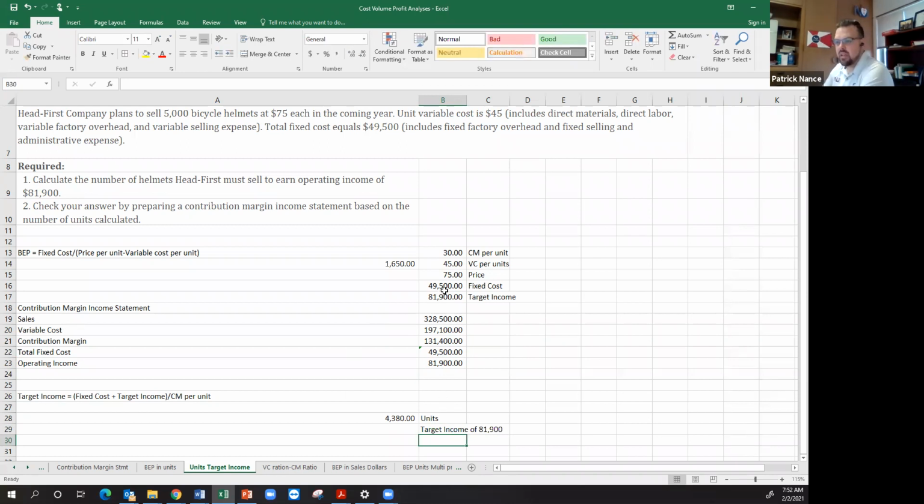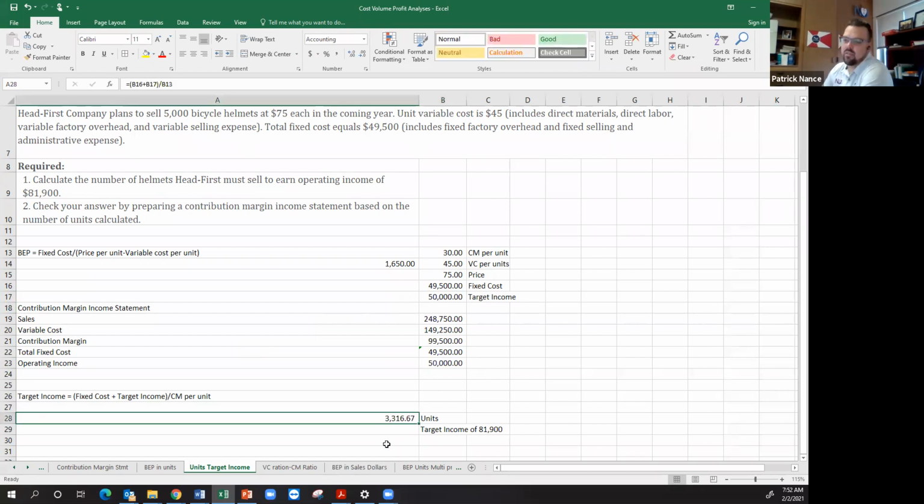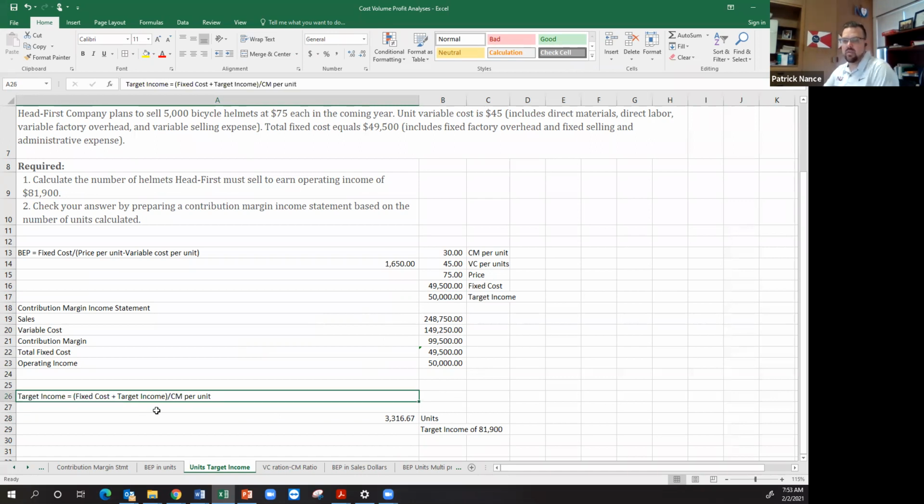Because of how I wrote this spreadsheet, I could figure out whatever my target income wants to be. I can make it 100,000, and it's going to show me what my units need to be for my target income. If 150,000 is my target income, I need to sell 6,650. If $50,000 is my target income, I need to sell 3,316, really 3,317, so I wouldn't want to lose money. So that's how target income works. It's just added to the fixed cost in your break-even point formula.